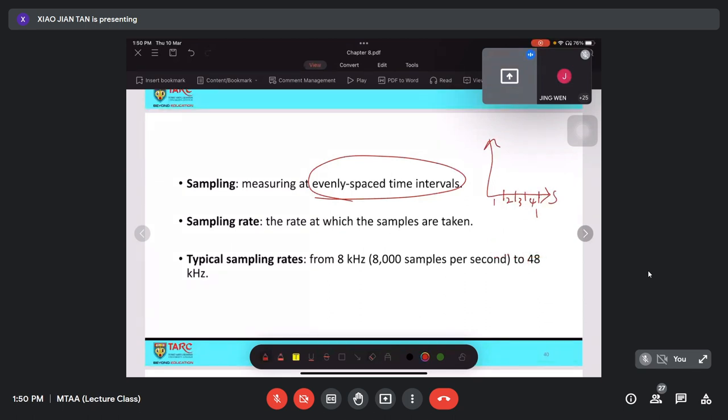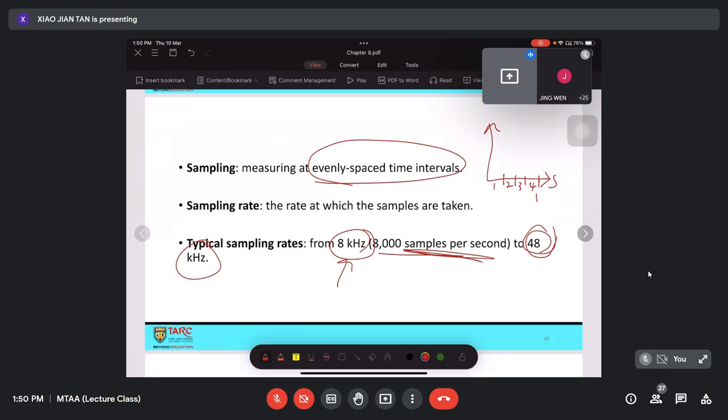So sampling rate is the rate at which the samples are taken, which is how many samples you take in 1 second. If you have a higher rate, you get more samples. As I mentioned before, the more samples you get, the more accurate the data is, but the greater the size the digital audio file requires, because you need more space to store more data. Typical sampling rates are 8 kilohertz, or 8,000 samples per second, up to 48 kilohertz, or 48,000 samples per second. If you want to sample at more than 48, it's okay as well. I'm just not sure it is necessary. You have to evaluate depending on your application.